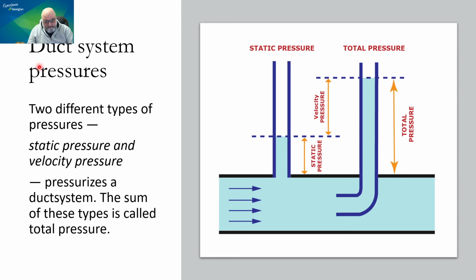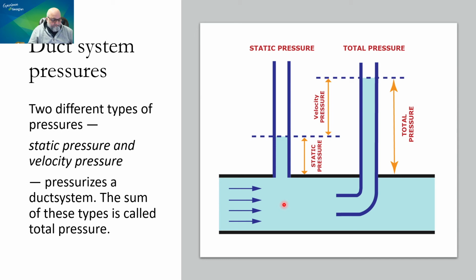So let's talk about the pressures. Why do we say pressures in plural? Because two different types of pressures, that is static pressure and velocity pressure, pressurize a duct system. The sum of these types is called total pressure. So let's have a look at this very simplistic kind of flow and pressures. And to be honest with you, whatever this fluid is, it doesn't matter. This fluid can be air, it can be water, it doesn't matter.